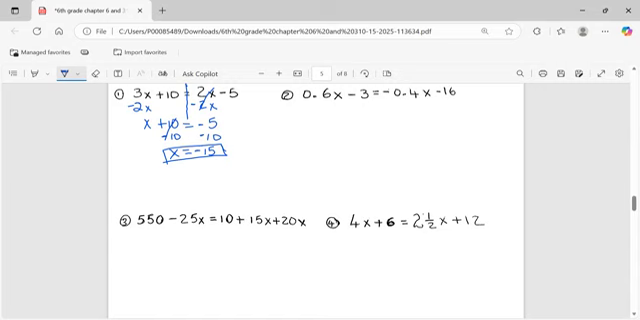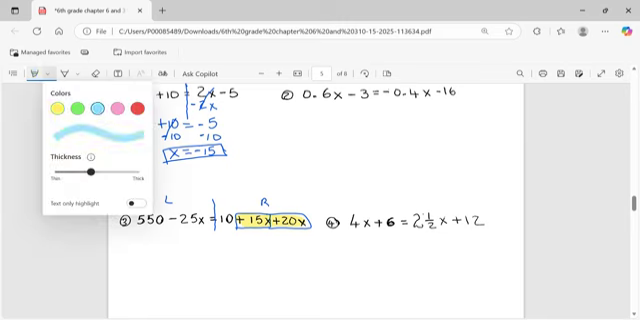So for number 3, I look at the left and I look at my right side of the equal sign. On my left, I can't put those together, so it is simplified. I look on the right, and the right is not simplified because I have like terms. So I have a positive 10x and I have a positive 20x. I am going to be able to combine those. I could put those together to get 35x because they're on the same side of the equal sign.